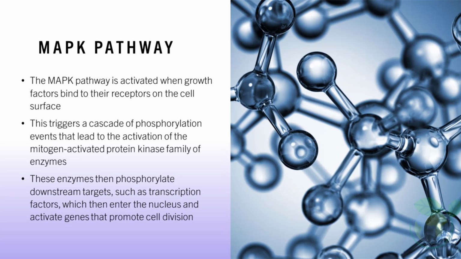MAPK pathway. The MAPK pathway is activated when growth factors bind to their receptors on the cell surface. This triggers a cascade of phosphorylation events that lead to the activation of the mitogen-activated protein kinase, MAPK, family of enzymes. These enzymes then phosphorylate downstream targets, such as transcription factors, which then enter the nucleus and activate genes that promote cell division.